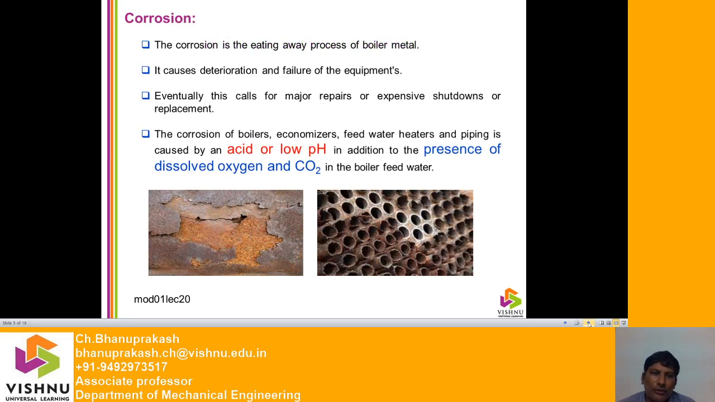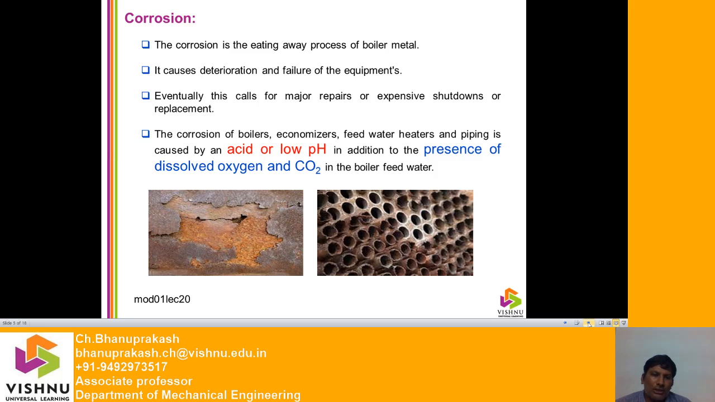So, what is meant by corrosion? Corrosion is an eating away process of boiler metal. What does it cause? Generally, it causes deterioration and failure of the equipment. So, what problems will come? Generally, major repairs of the boiler, expensive shutdowns or replacement of the boiler.